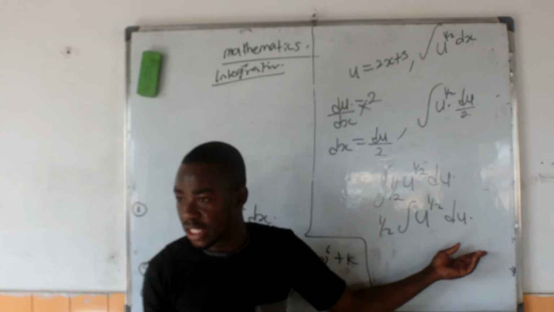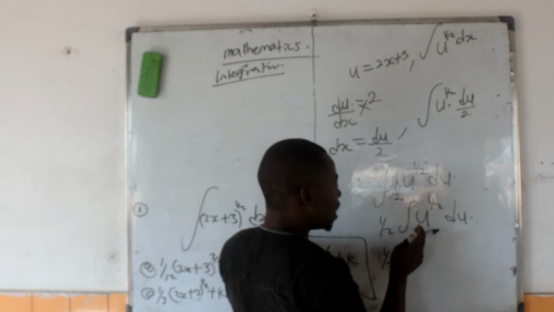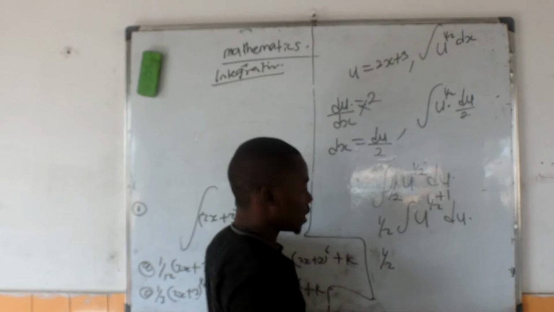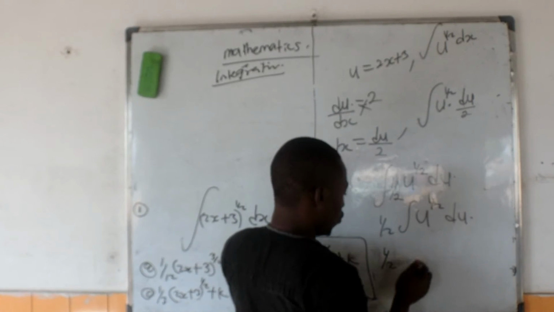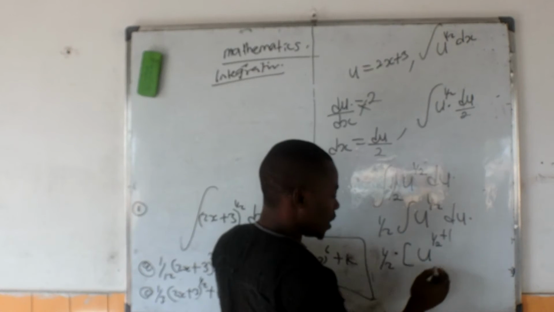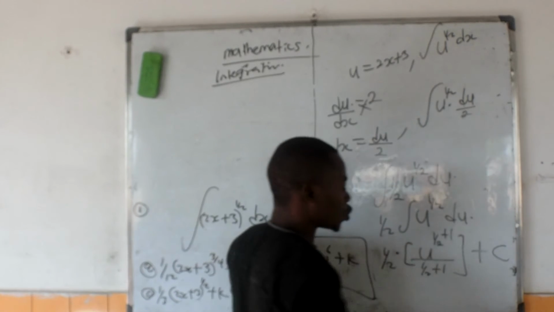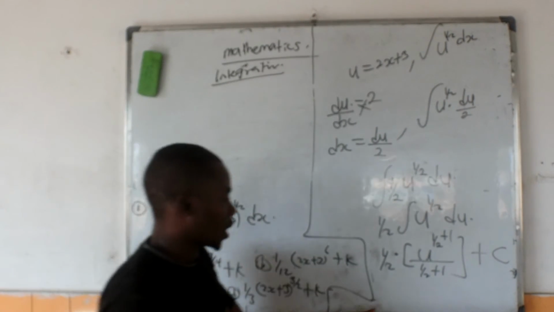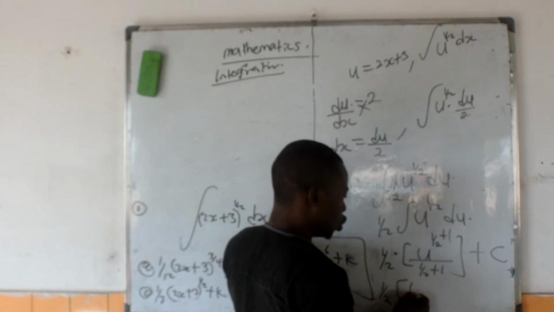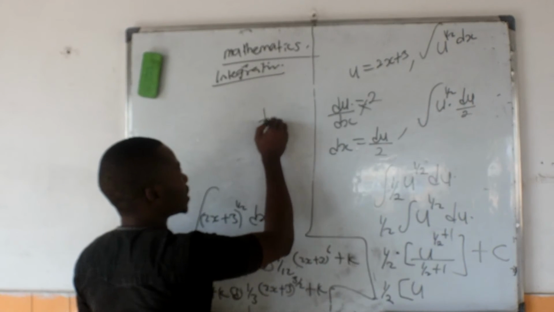Now this is balanced, you can integrate. You can now integrate. Therefore, you can have half. If you want to integrate u, don't forget I told you to add 1 to the power. Which will now be u raised by half plus 1 divided by half plus 1. Don't forget to put plus constant. Okay? It will now be half into u raised by half plus 1 will give you what?